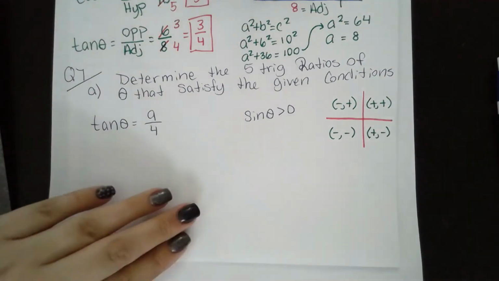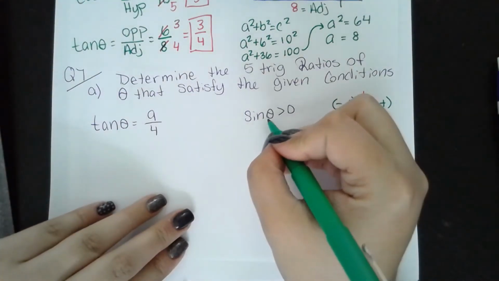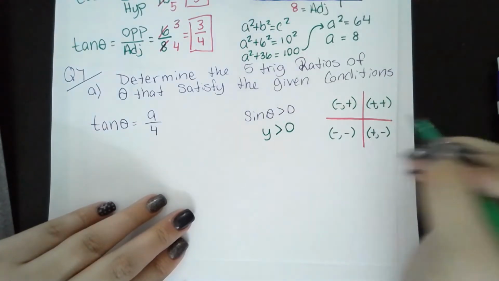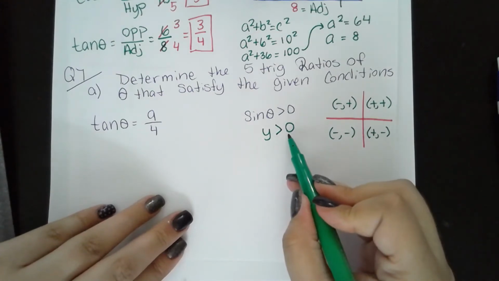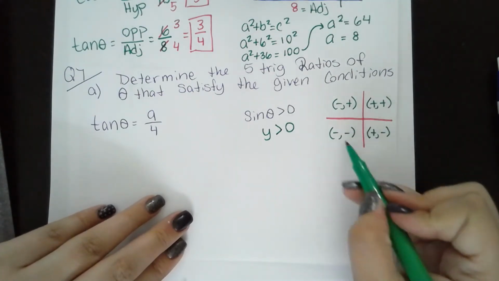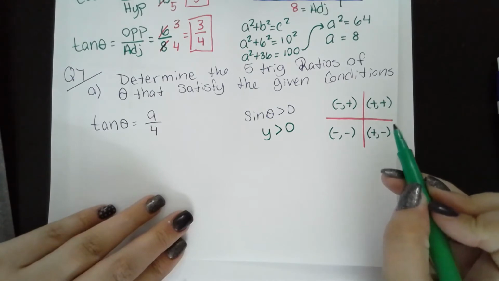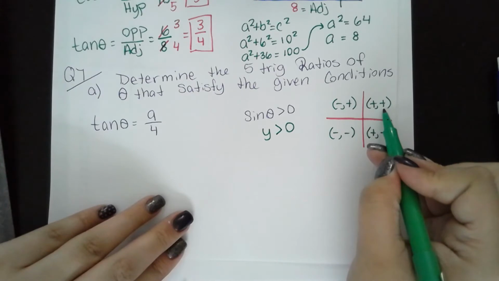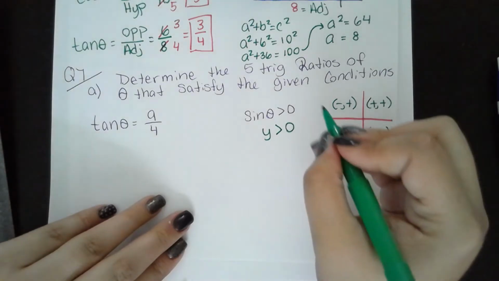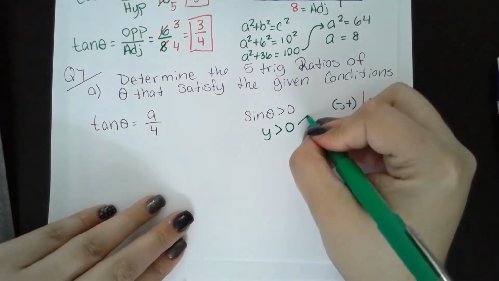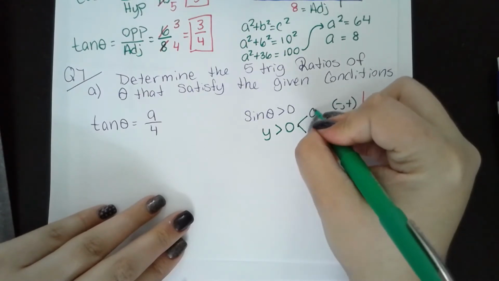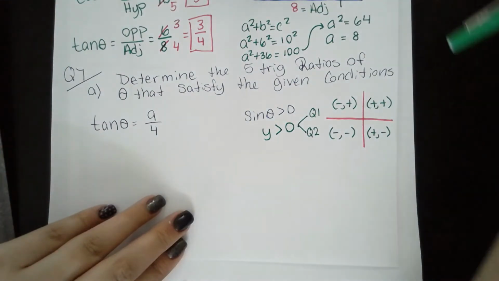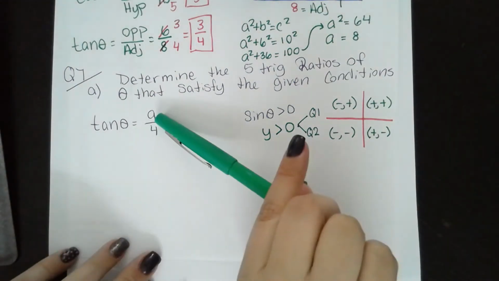Now, if we remember, sine of theta is the y value. So when it says y is greater than 0, you're saying that y is positive. Well, what quadrants is y positive in? That's the question you need to ask yourself. You notice here that y is positive in quadrant 1 and in quadrant 2. So for this one, it's in quadrant 1 or in quadrant 2. Oops, my bad.